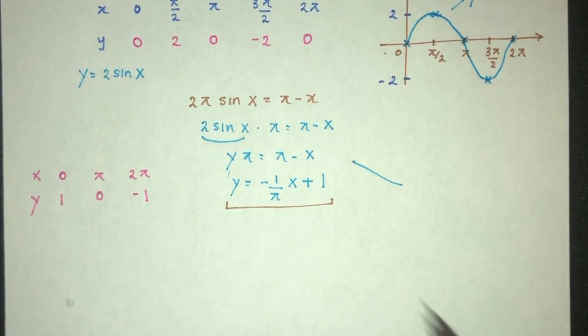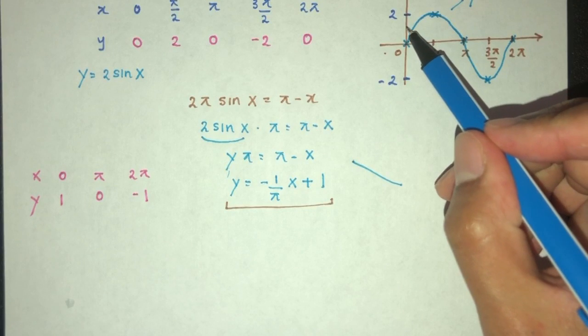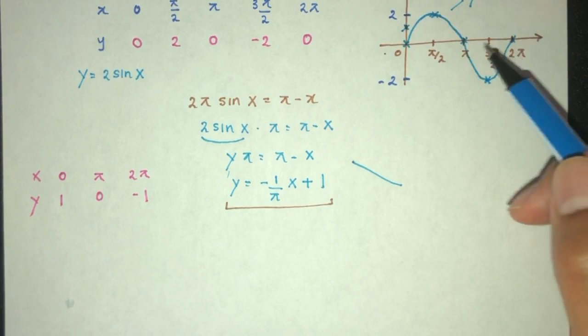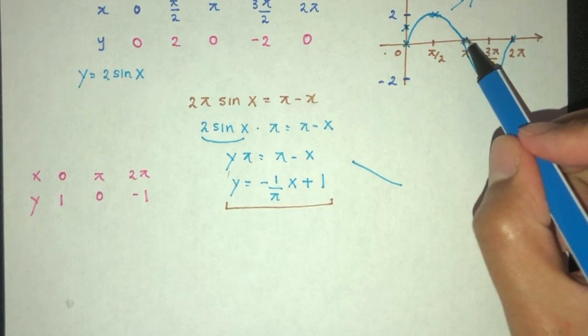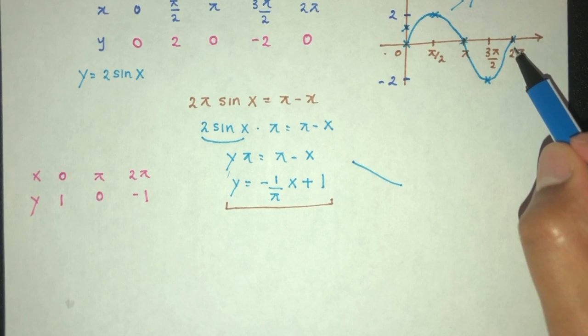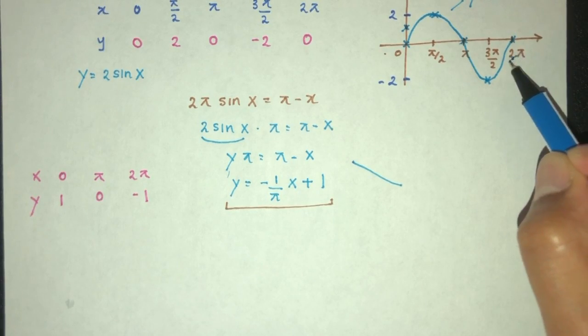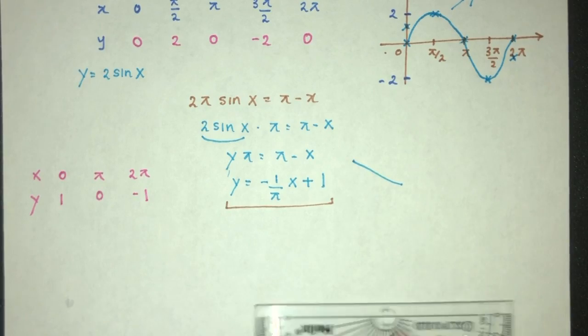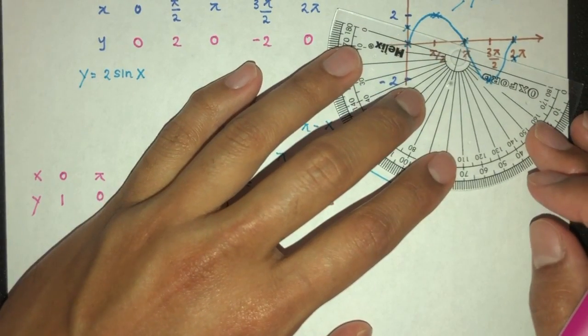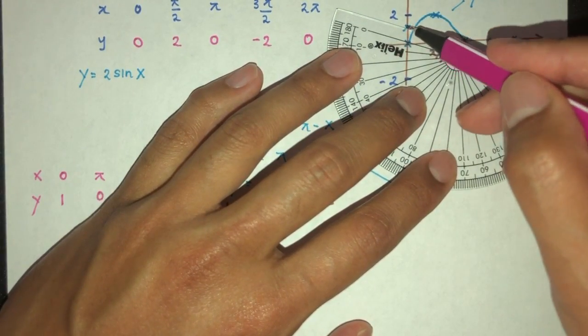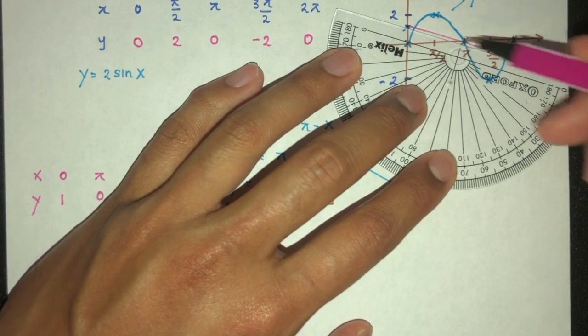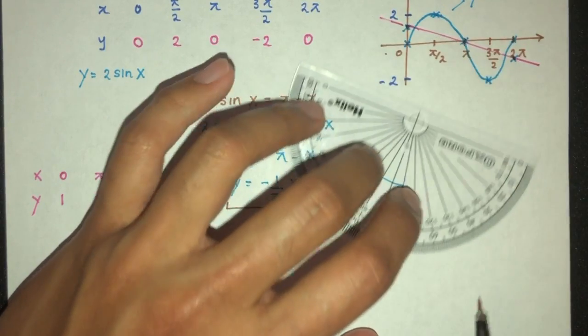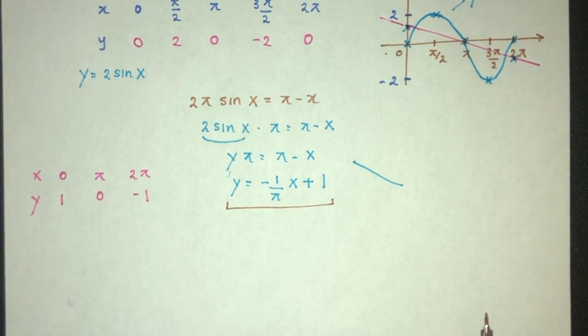Now I can sketch. So 0, 1 should be here. That's the first point. Pi, 0 should be right here. And then we have this should be minus 1, right here. Now if you were to join all those 3 points, you will see the direction of the line. Again, it is only a sketch, doesn't need to be exact, but you get the idea of what's happening with the line. Something like this. This is my line. Great.